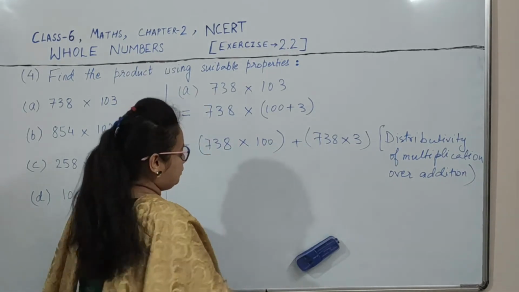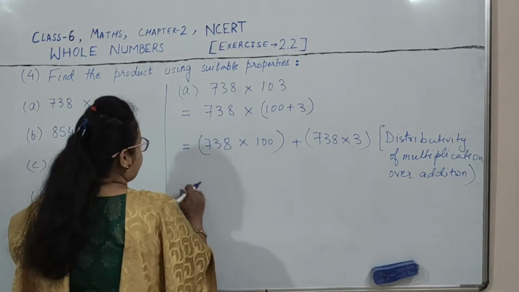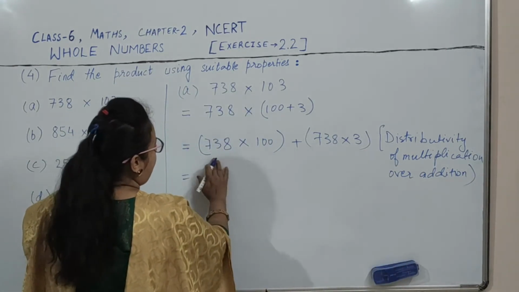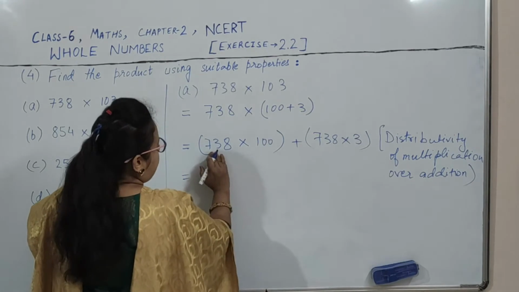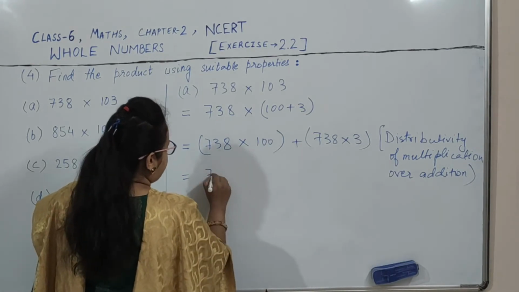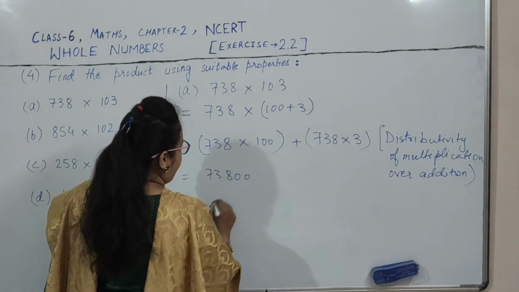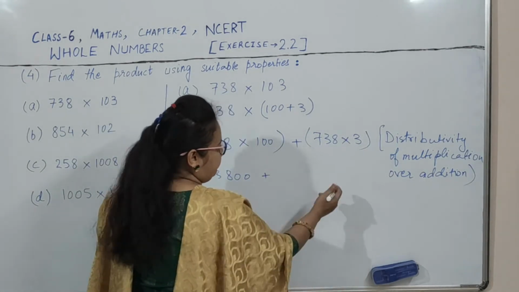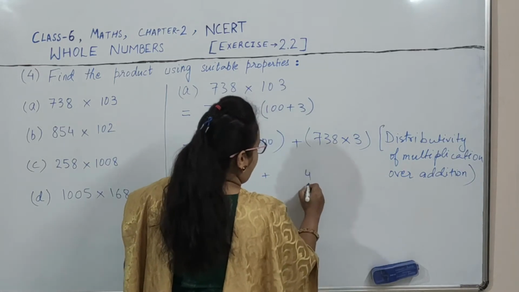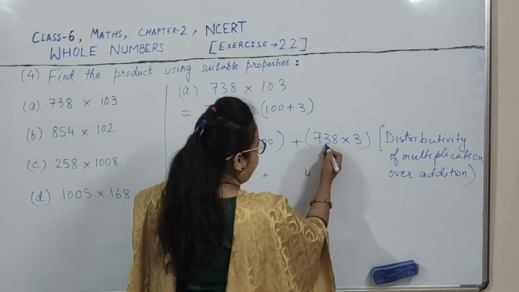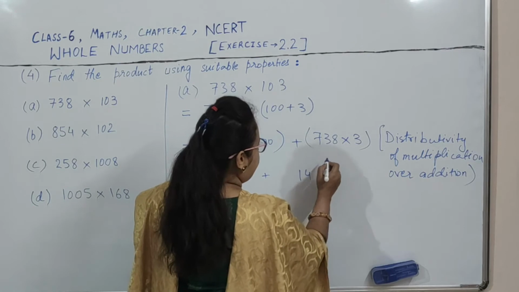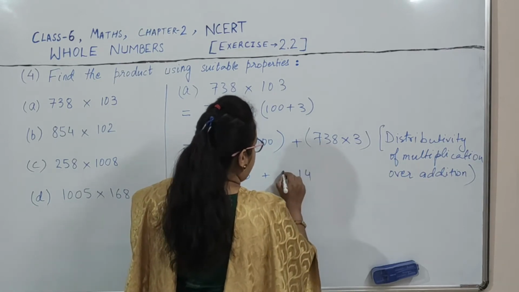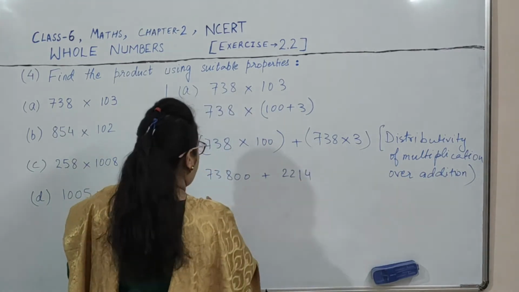Now you see how the simplification becomes easy. This number into 100 will be this one, right? Plus sign is there. Now we can multiply it very easily. 8 3s are 24, 2 carry. 3 3s are 9, 10, 11, 1 carry, 21 and 22. Now we can add these two numbers.